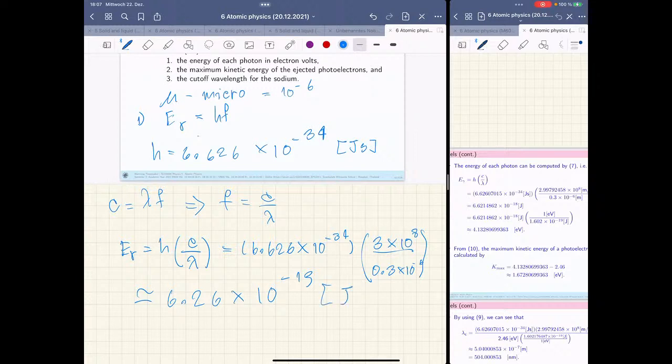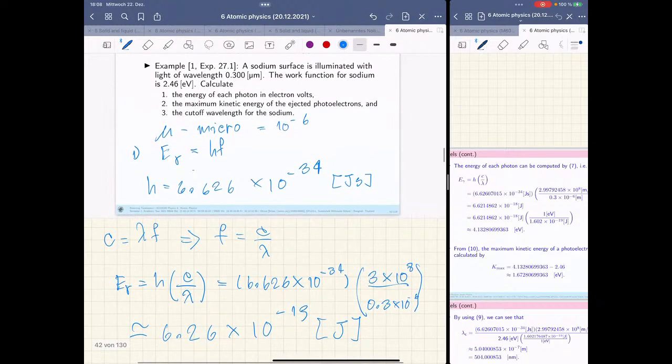Okay, it's in joule, right? And if you want to express this value in terms of eV, you have to multiply this value by 1.6 times 10 to negative 16. Okay, all right. The second question is still remaining.